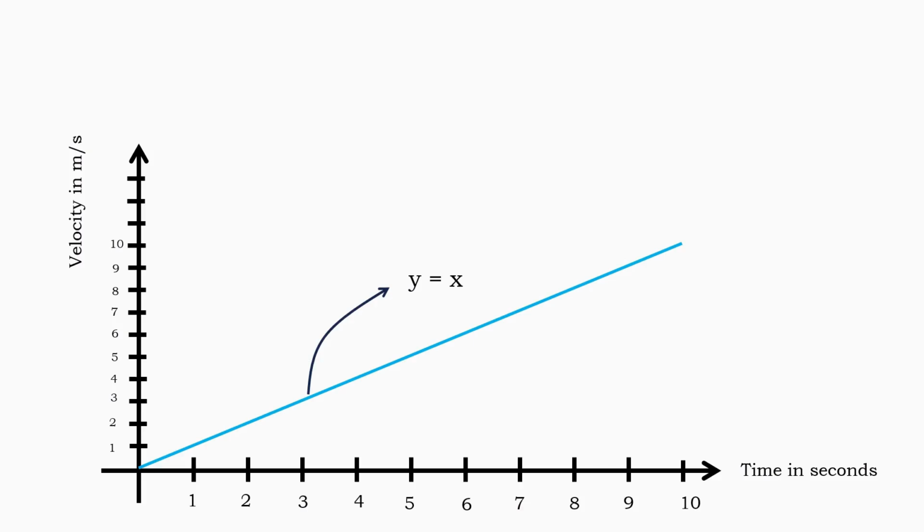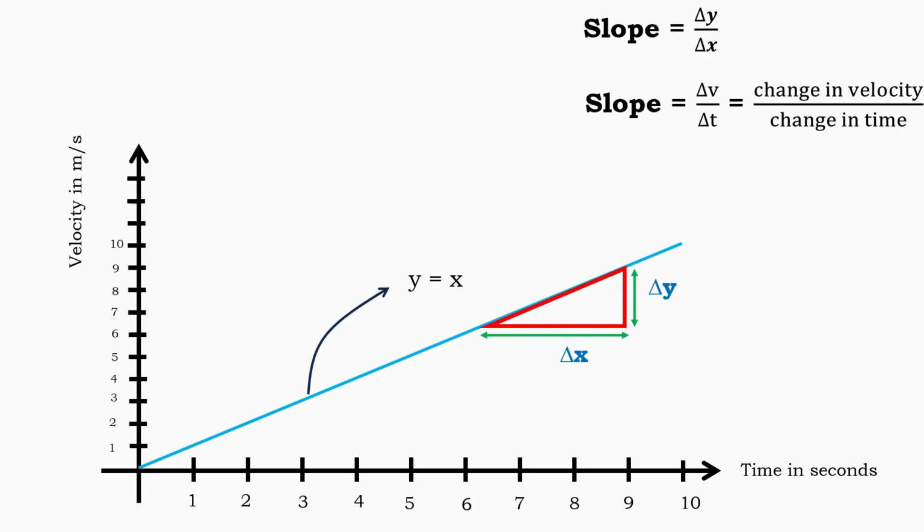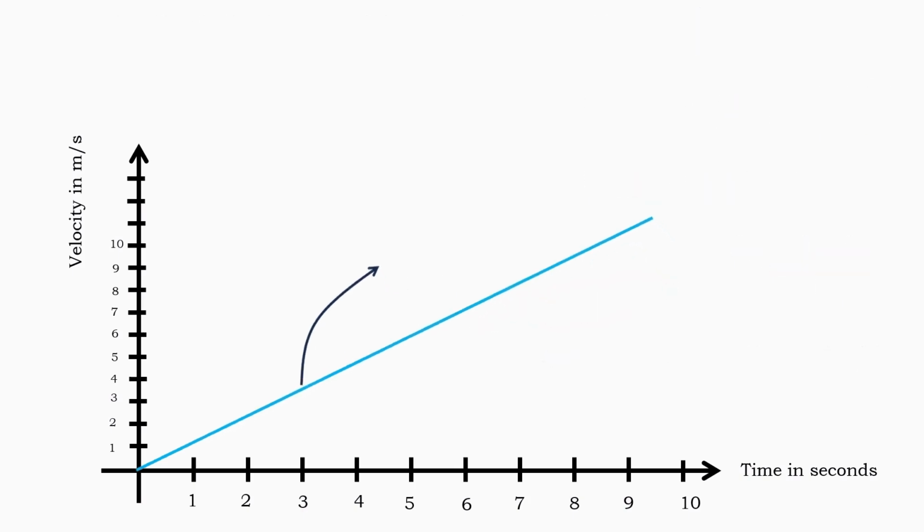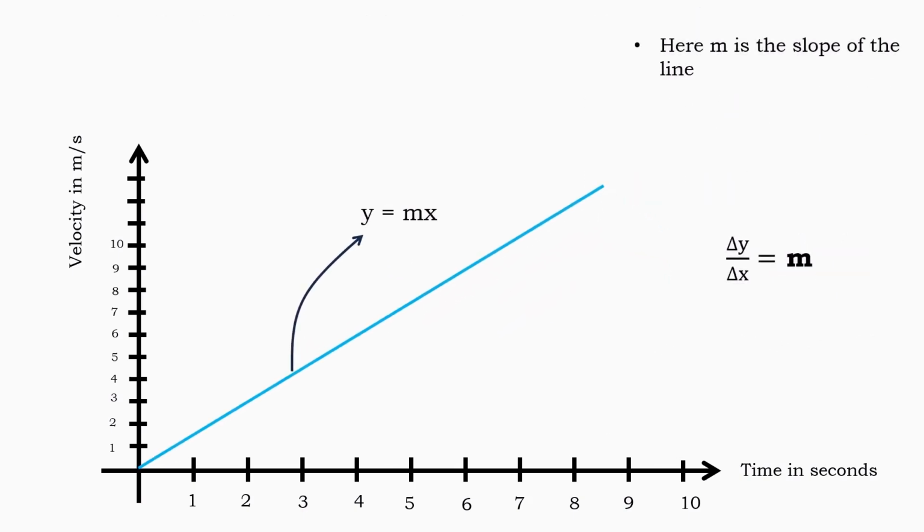Now, let's look at the slope of this graph. The slope is defined as change in velocity divided by change in time. Physically, this tells us how fast the velocity is changing with time. And this quantity is called acceleration. If the velocity increases by 1 meter per second every second, then the acceleration is 1 meter per second squared. More generally, if the slope of the graph is m, then the acceleration is m meters per second squared.